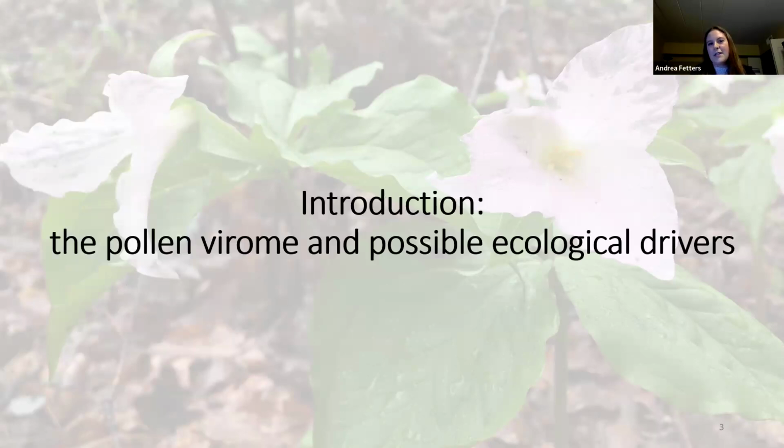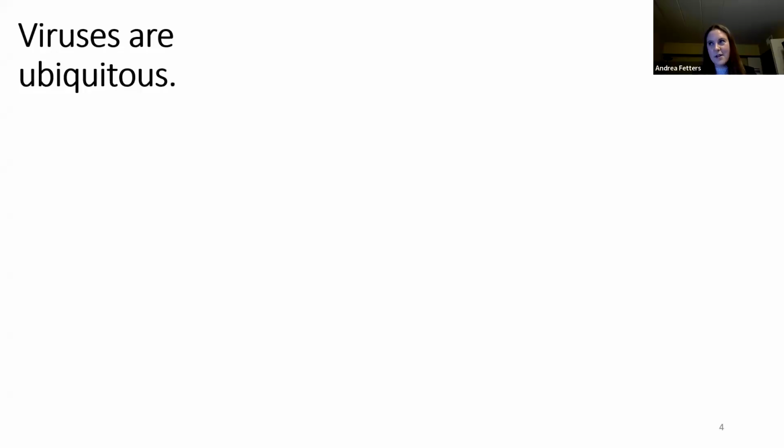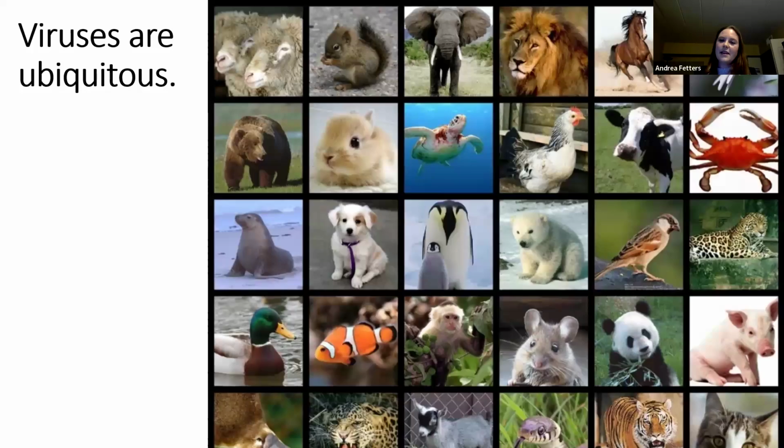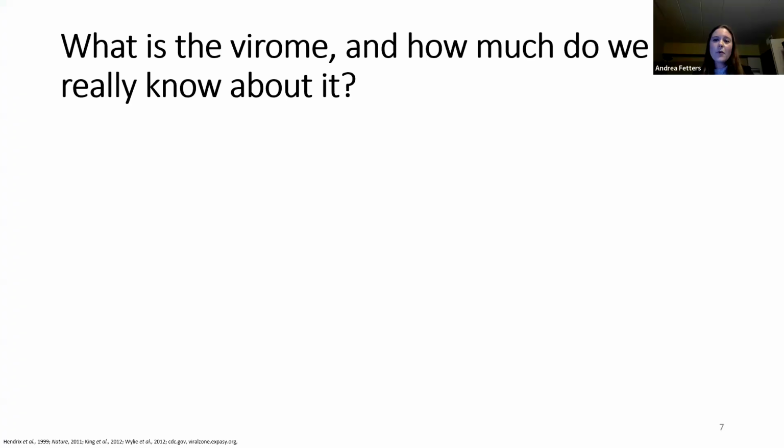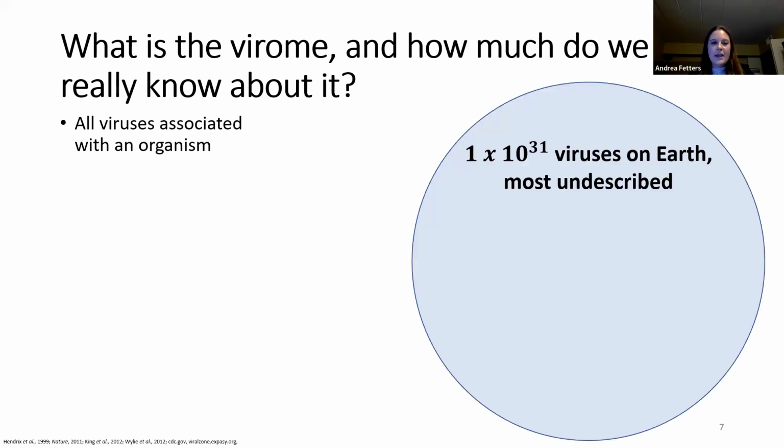So first, the introduction. I think as we've all become very aware in the last couple of years, viruses are ubiquitous. They infect nearly all life forms across the animal kingdom, the plant kingdom, and the microbial kingdom. But what is the virome and how much do we really know about it? We can define the virome in general as all the viruses associated with an organism. It's hypothesized that there are 10^31 viruses on Earth, and most of these are totally undescribed and probably unrelated to those that we already know about.